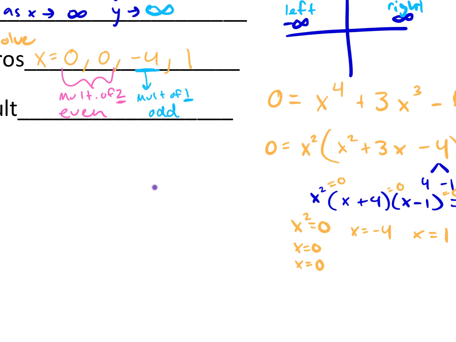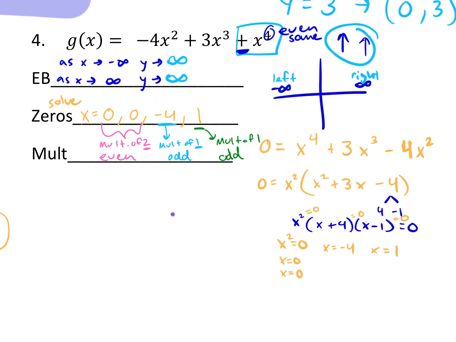And then lastly, how many 1s do I have as answers? 1. So I have a multiplicity of 1. Is 1 even or odd? Odd. So you look at your answers like that? Yes. So for each number, just describe how many you have and if your multiplicity is even or odd.